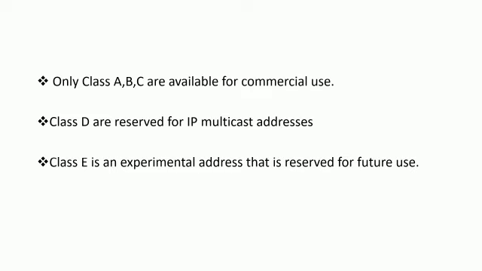Then is class D finally. It is reserved for IP multicast addressing, and class E is an experimental address that is reserved for future use, that is for research purposes and for developmental uses.